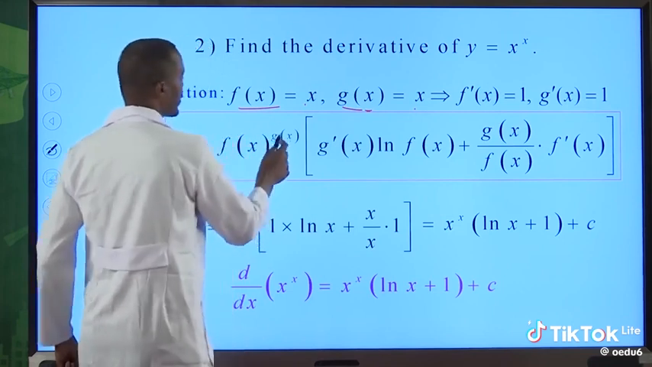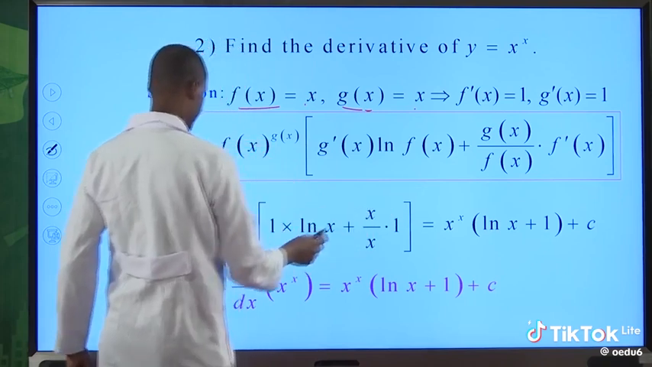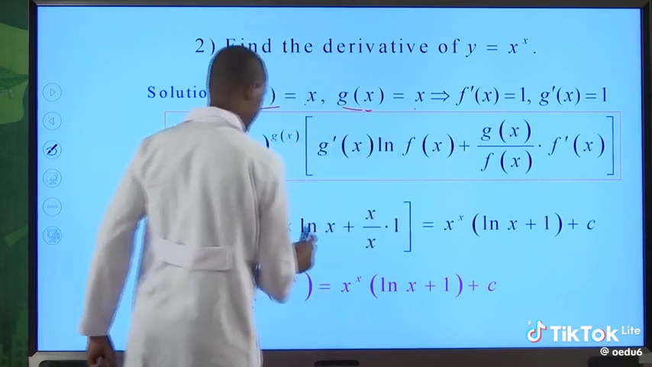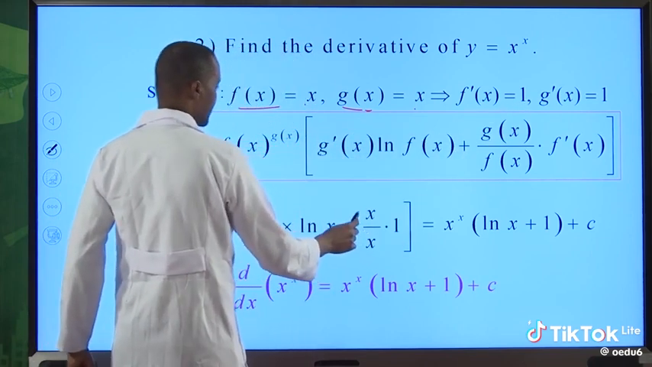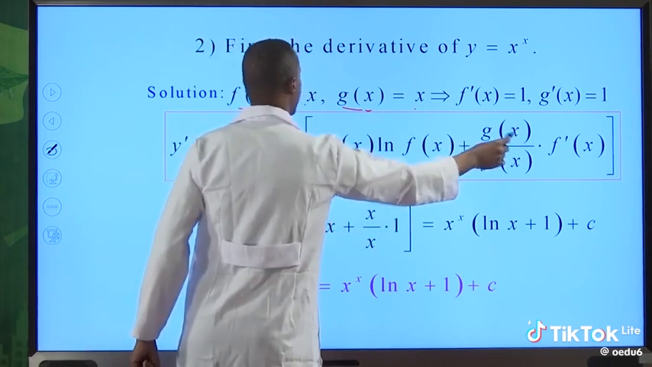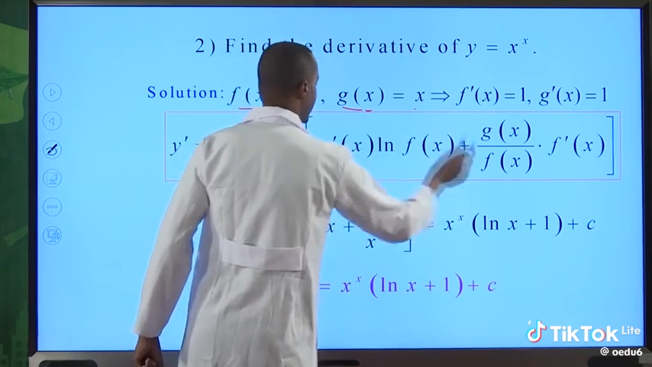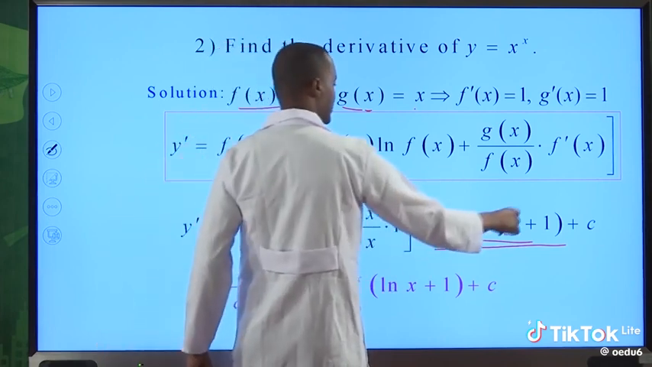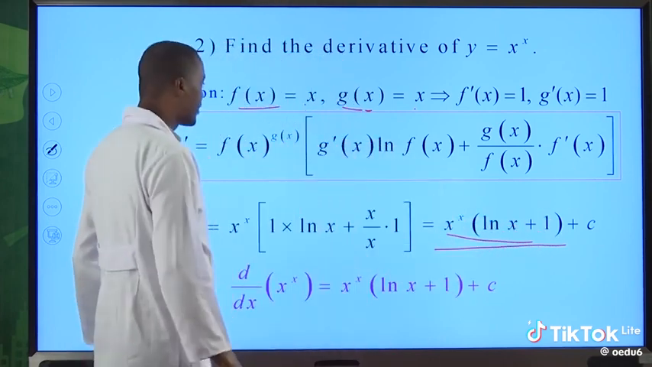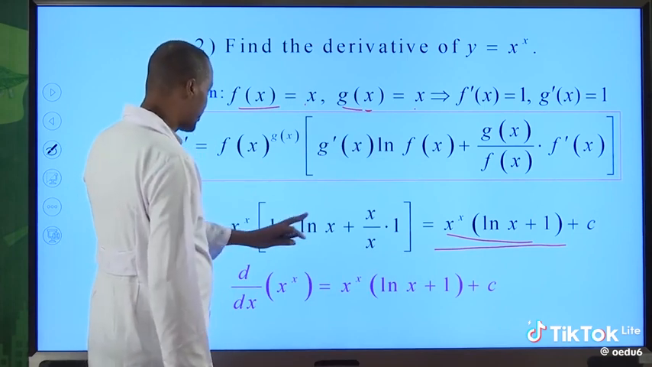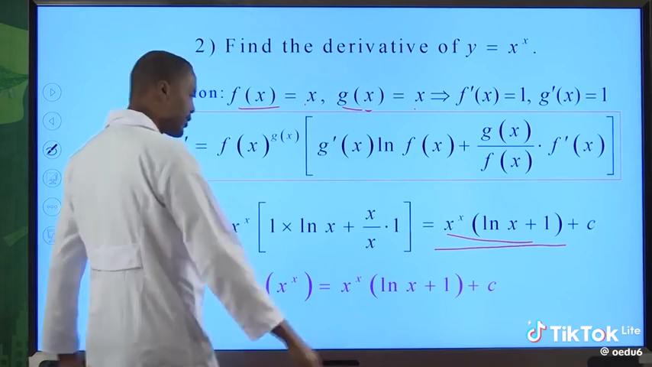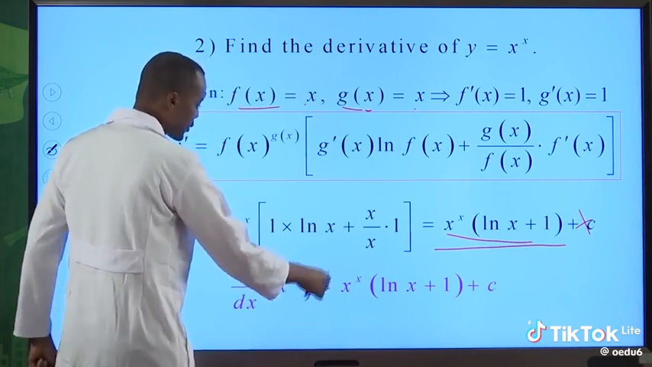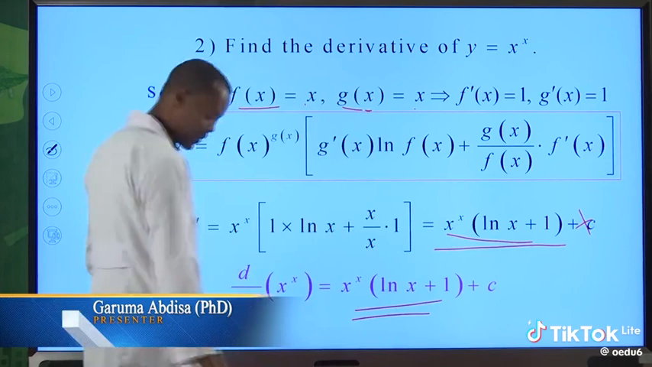So f of x to the power of g of x is the function itself, that is x to the power of x, times g derivative of x, which is 1, times ln x, plus g of x, which is x, over f of x, which is also x, times 1. So finally I will get the derivative to be x to the power of x times ln x plus 1. Because we are making the derivative, there is no need to add a plus c. d by dx of x to the power of x is simply x to the power of x times ln x plus 1. That is the answer.